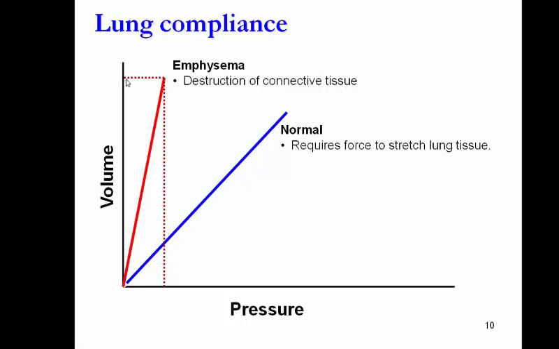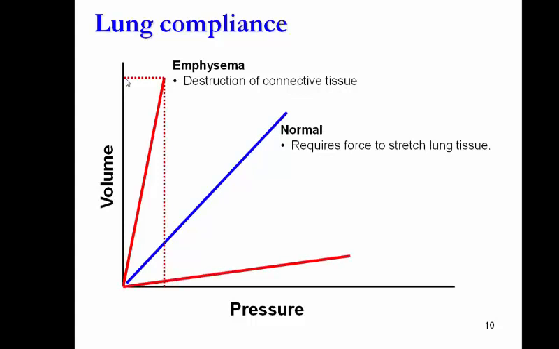The problem with that is that without that connective tissue, that lung tissue won't be able to recoil and push the air out, so a person is dependent on those expiratory muscles to cause that decrease in volume, increase in pressure for expiration. So it becomes very energetically inefficient as a mechanism of breathing.